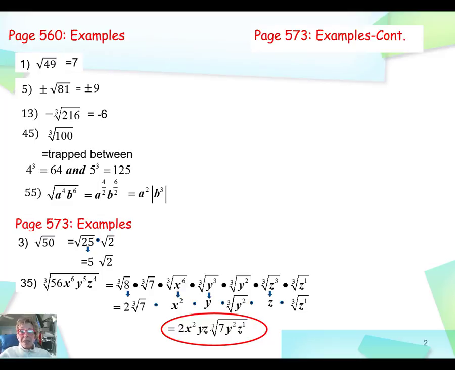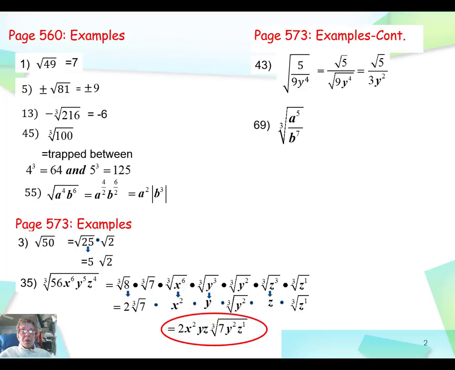We assume that a variable is to the first power if there's no exponent. Continuing with some more examples from 573, now I'm going to look at a radical quotient. Radical quotients can be broken down into the radical in the numerator and the radical in the denominator. And in this case, our denominator is a perfect square. So the square root of 9 is 3, and the square root of y to the fourth is y squared.